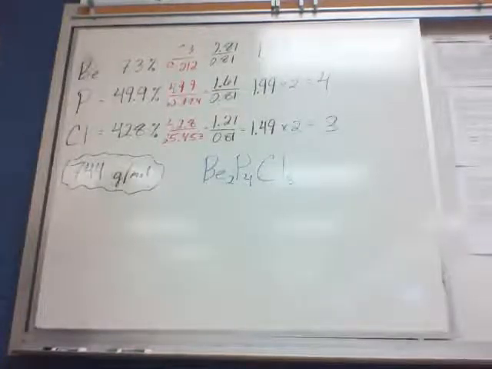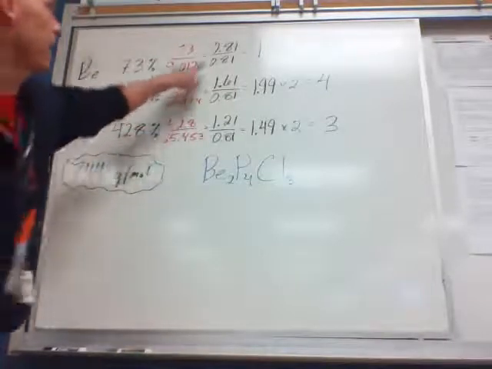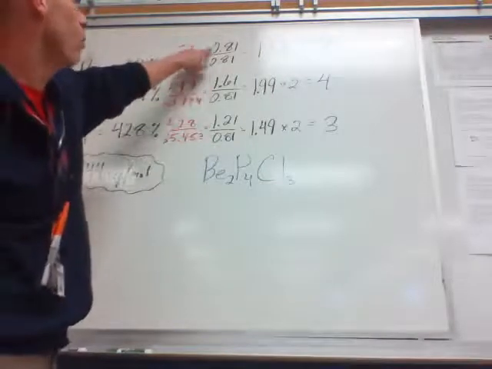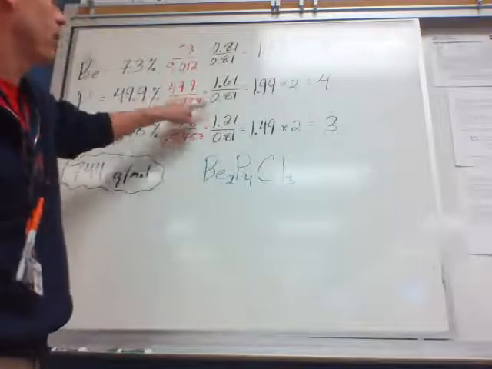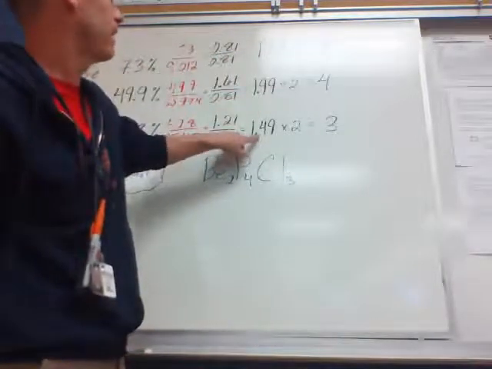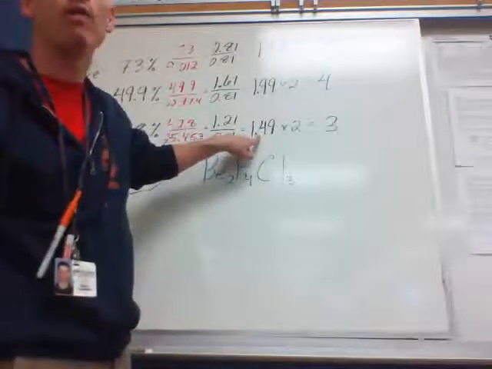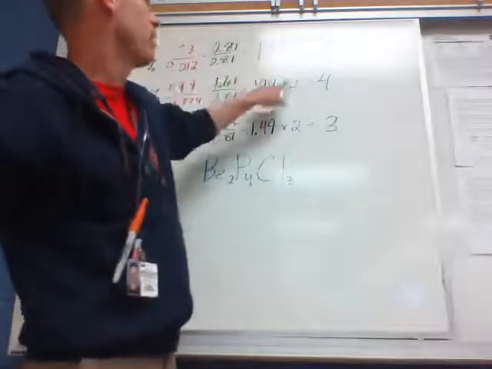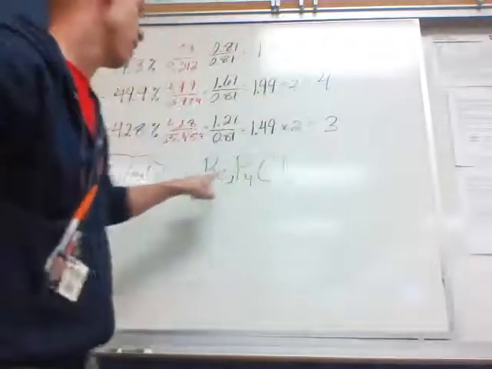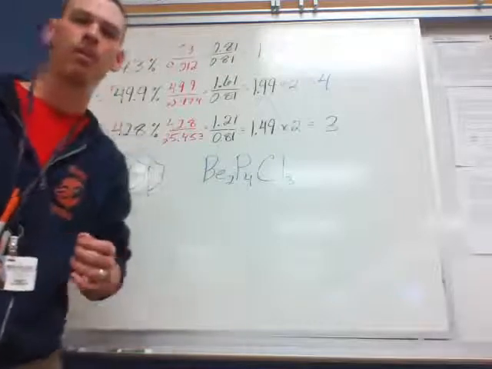Taking a look at my work, I divided the percentages by the periodic table masses and got these 3 top numbers. The smallest one was 0.81, so I divided all of them by 0.81 and got these step 2 answers. One of my step 2 answers ended in 0.4 though. Remember, if any of them end in 0.4, 0.5, or 0.6, we have to do this extra step of multiplying all of them by 2. And this gave me an empirical formula of Be2P4Cl3.